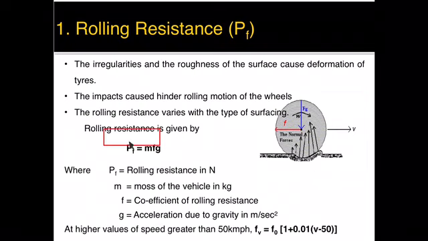Hence we can calculate rolling resistance as M F G, where M is the mass of the vehicle in kg, F is the coefficient of rolling resistance, and G is the acceleration due to gravity. Here, F, the coefficient of rolling resistance, you can either determine, or we have IRC recommendations for various types of surface used in the construction of the road. So here we will look into the code values.